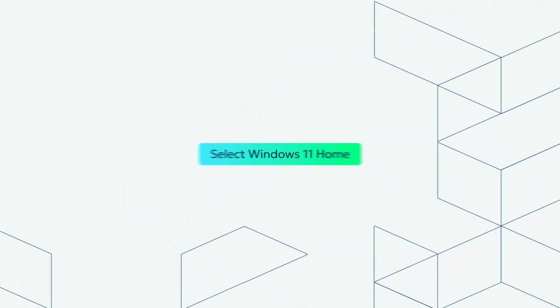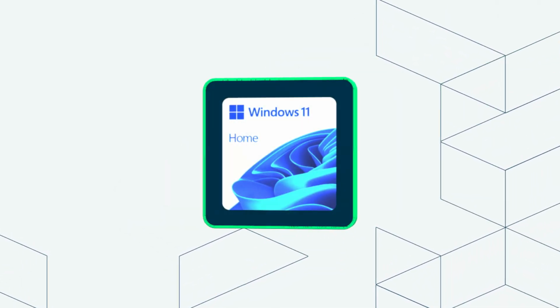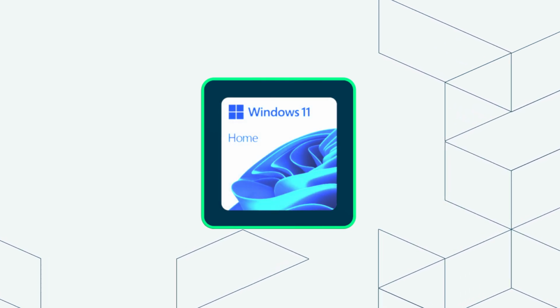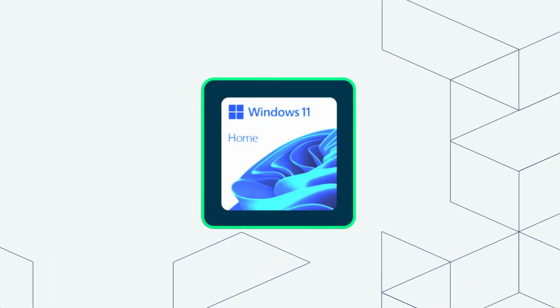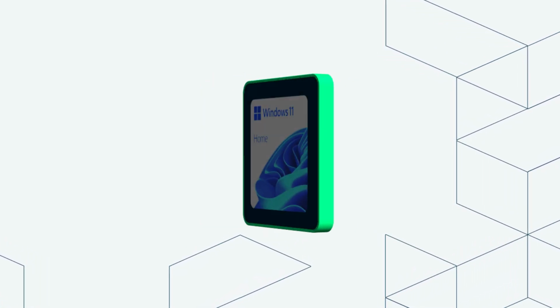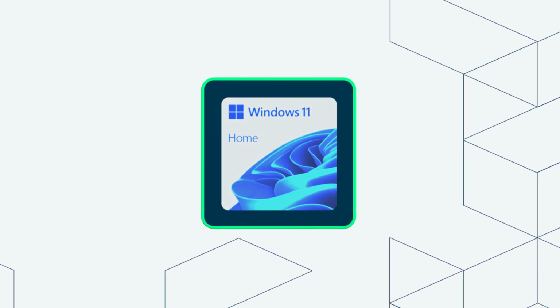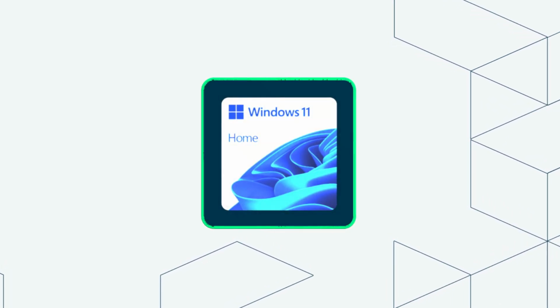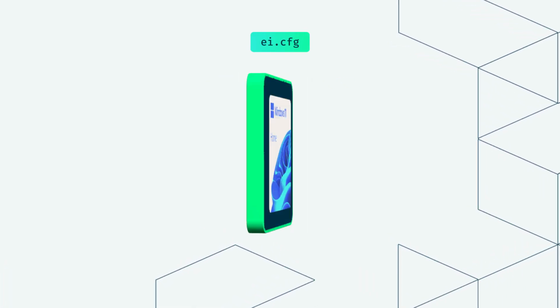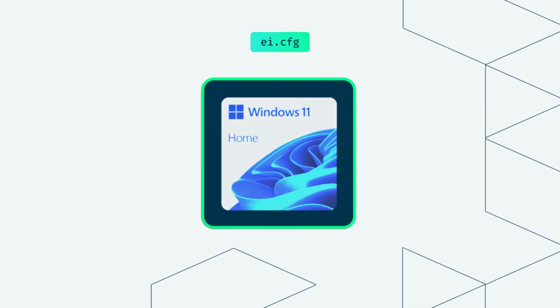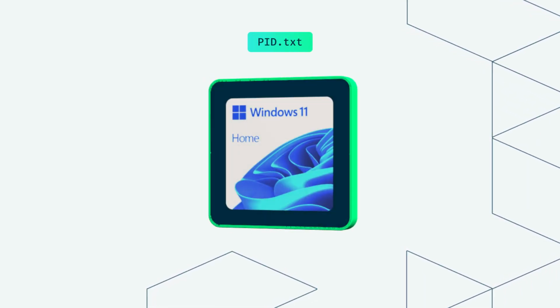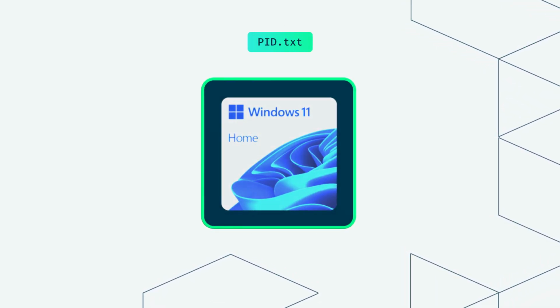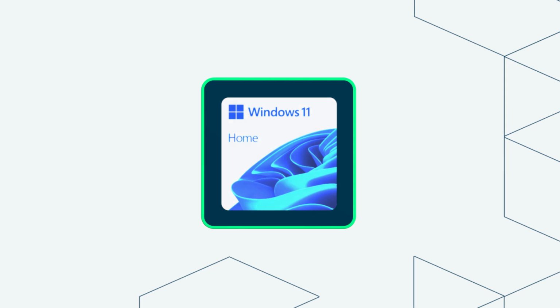Step 5. Select Windows 11 Home. Choose Windows 11 Home when prompted. If the option doesn't appear, you can force it using one of 2 configuration files on your USB installer. We'll discuss this as an optional step later on. You'll either need to create an ei.cfg file to force the Home Edition display, or a pid.txt file containing your valid Windows 11 Home product key.